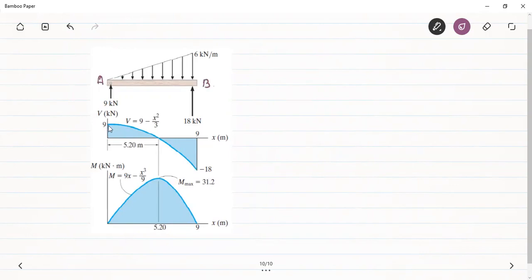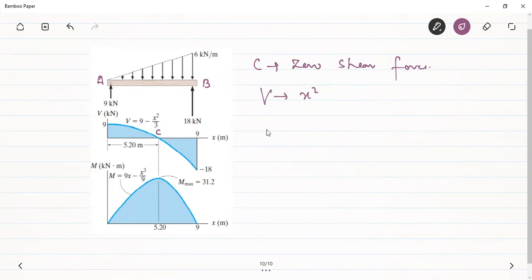Also, from A to this point, let's treat this point to be C, the point where we have zero shear force. Now we know that the variation of the shear force was parabolic, that is, the variation of shear force was a function of x squared. It's mentioned here as 9 minus x squared by 3. But what kind of parabola should we draw?